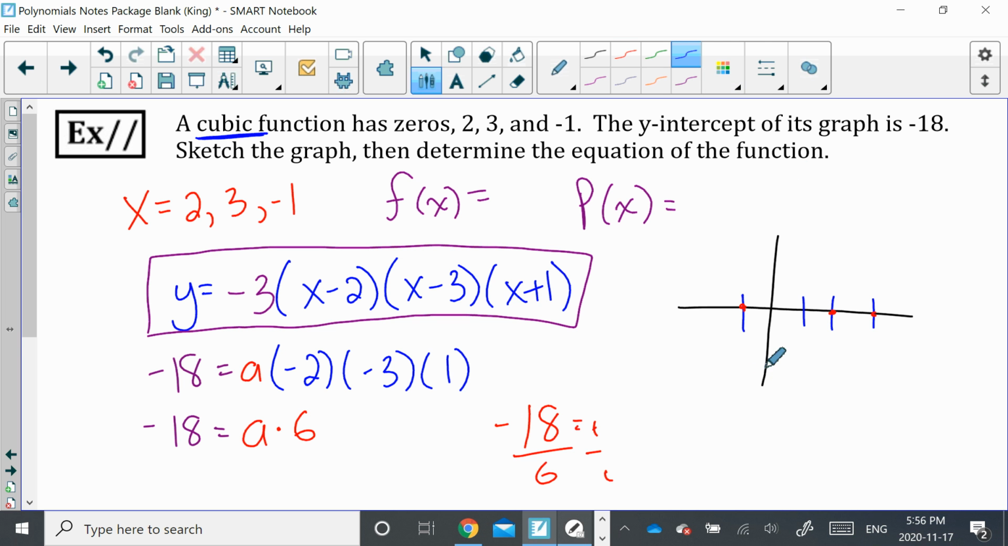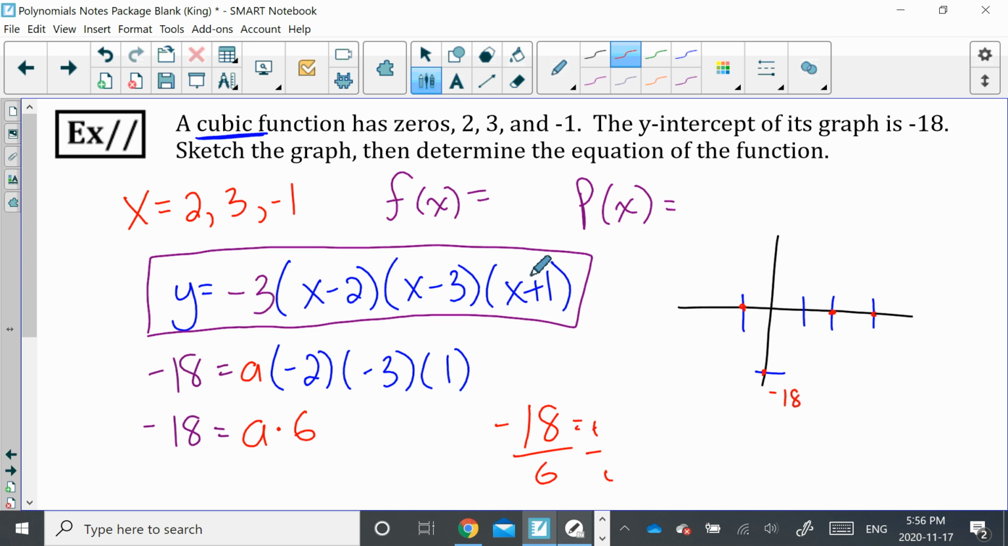So what I'm going to do is put a line down here. I'm going to put a point, and I'm just going to say that that's negative 18. Okay. And then the last thing I'm going to do is let's see if we could figure out the end behavior. We know that the behavior at each zero is going to cut through, right? But let's see if we could figure out the end behavior of my graph.